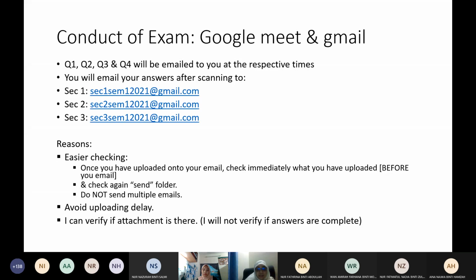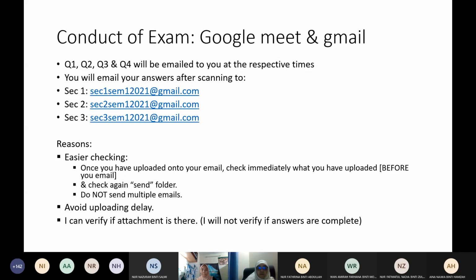Once you have submitted the answer, you cannot say that you forgot this or that. So please be very careful. Don't be too hasty in sending your email. You have ample time because each one of you has a different email, so there shouldn't be a jam of uploading. I understand that internet connection may be a bit slow. If your email is just uploading and uploading, it's okay.